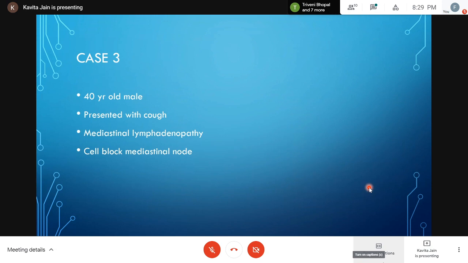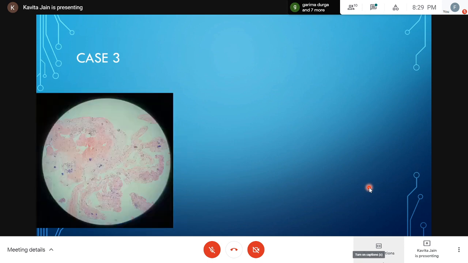Now, a 40-year-old male presented with mediastinal lymphadenopathy. We received a cell block from the mediastinal node, and just see the low power. Anybody, even I, was of this opinion: this is negative, we have nothing significant in this. Scant cellularity, a lot of crush artifacts and all.